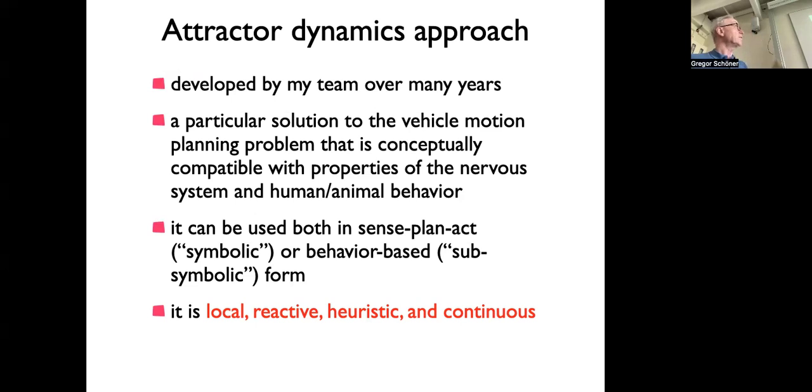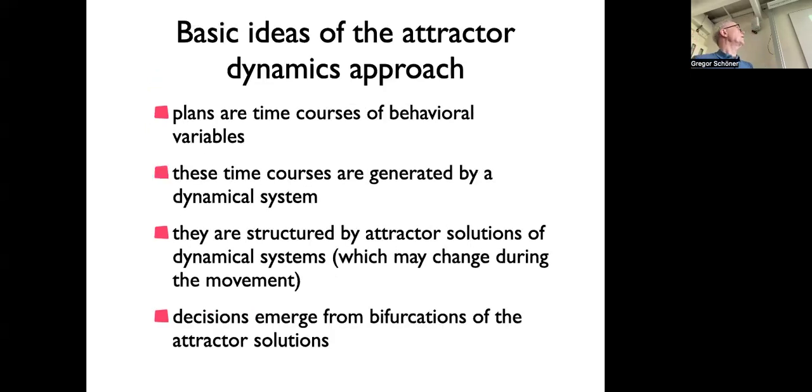So there are two variants of the attractor dynamics approach. We call those symbolic versus subsymbolic, which is a little odd way we thought about it. It would be better maybe to call one the sense-plan-act version and the other the behavior-based version. I'll begin with the symbolic, the sense-plan-act version. You will not even notice that initially, but then when we go to the other one, you see the difference. Okay, so what is it? Here are the basic ideas, and I will expand on those now in a couple of slides.